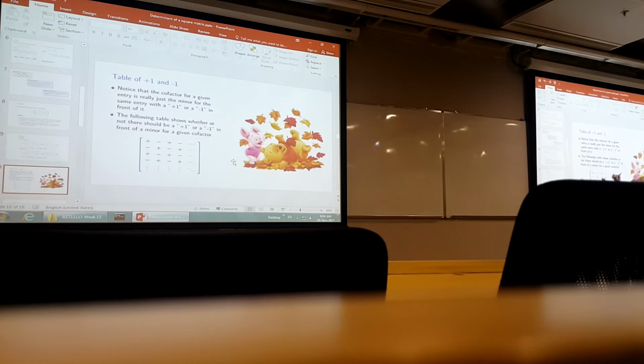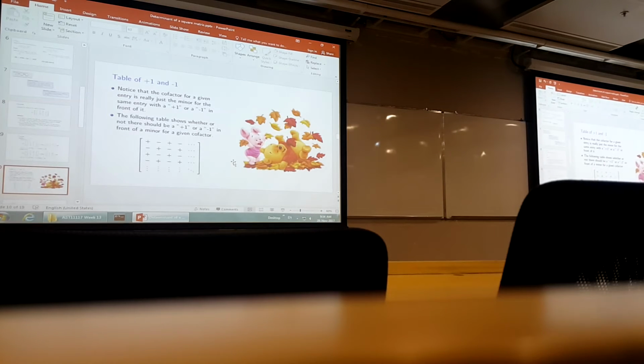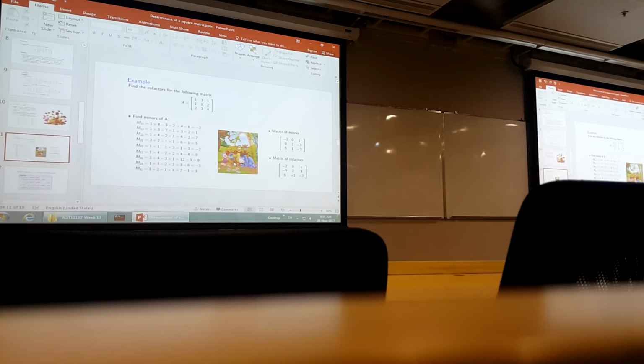And since minors are numbers, every position has a minor. Putting them back into the same arrangement of an array, the resulting matrix is called the matrix of minors. Similarly for cofactors, putting them back into the same arrangement, the matrix is called the matrix of cofactors. Now, here is an example. You are given this matrix.